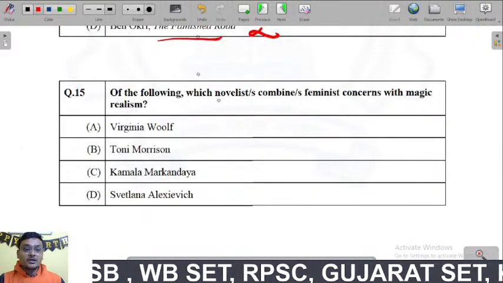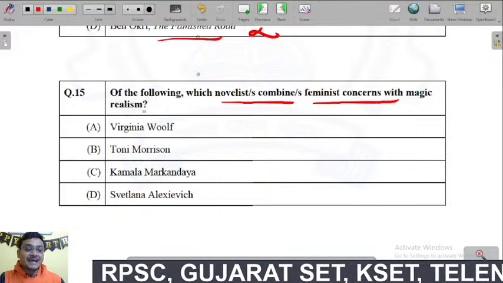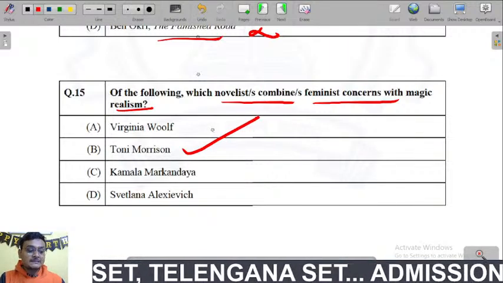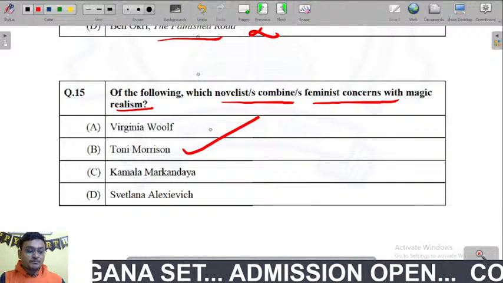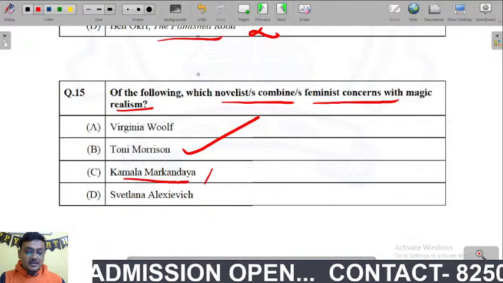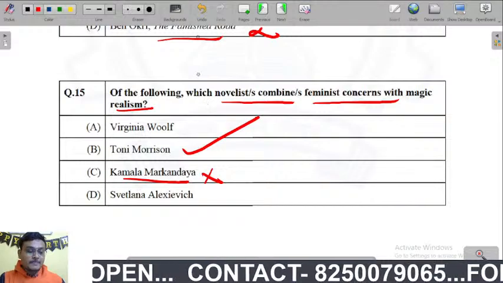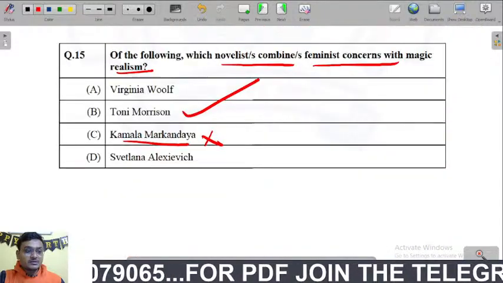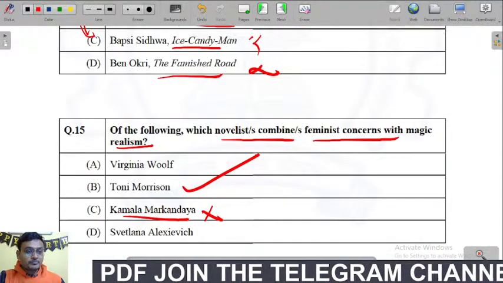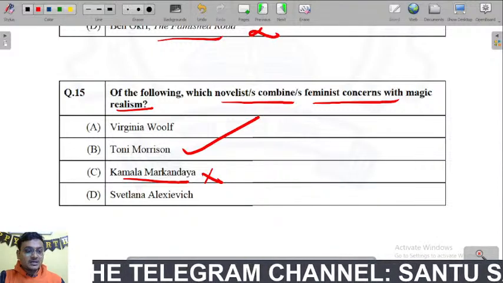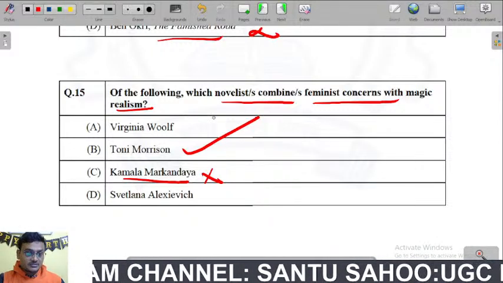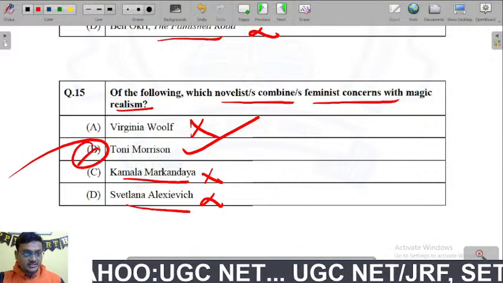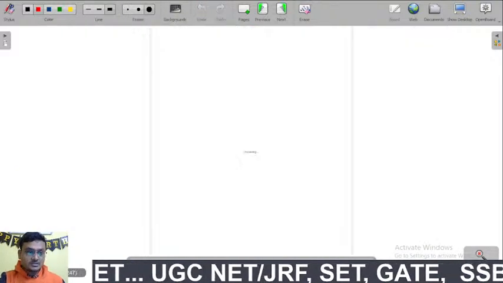Which one of the following novelists combined feminist concern with magic realism? Magic realism. Toni Morrison will be it, Virginia Woolf will not be it. Achha, then here Kamala Markandaya will not be it, Virginia Woolf. Look at here, that is from 13 to 20. I think the option should be only Toni Morrison. Okay. Virginia Woolf will not be it, Kamala Markandaya no. It is actually only Toni Morrison, probably. See, chalo, next.